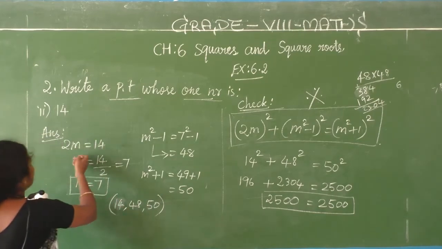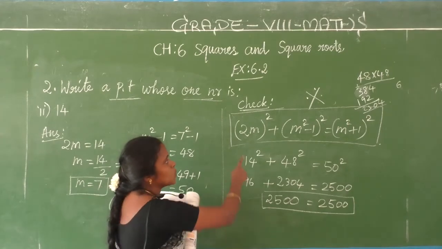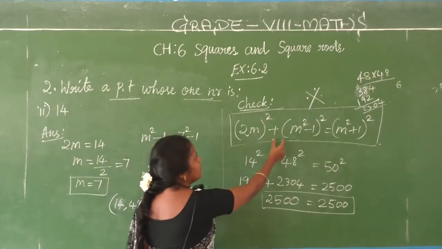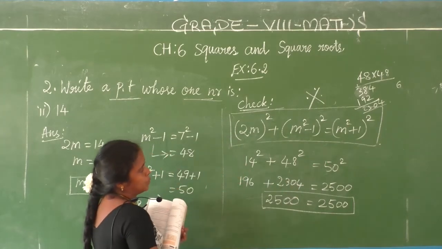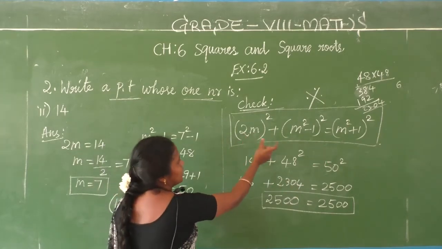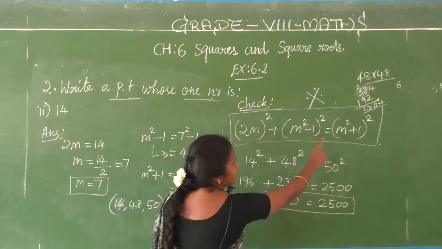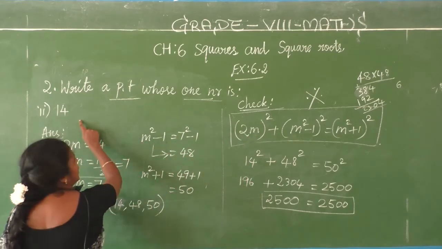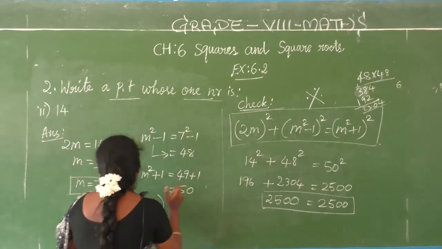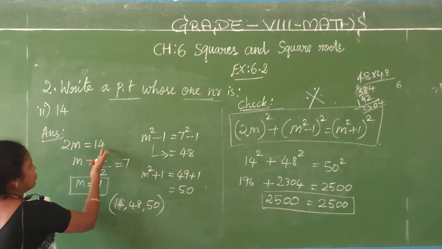Clear? Already I told you how to check whether the given three numbers are a Pythagorean triplet or not, using this equation: (2m) square plus (m square minus 1) square is equal to (m square plus 1) square. So these are the three terms: 2m, m square minus 1, m square plus 1. Among the three terms, I am going to match this 14 with the first term 2m. So 2m equal to 14, so m equal to 14 by 2, equal to 7.